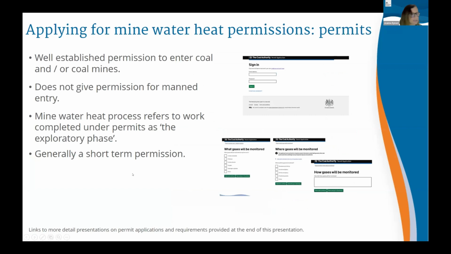Taking each of those stages in turn, applying for a permit is a fairly well-established process. It is required to enter coal and or coal mines. It does not give permission for manned entry, which would trigger the mines regs. So this is for the drilling of boreholes and for some testing, which may include water testing and temperature, for example. Generally, a permit is a short-term permission.